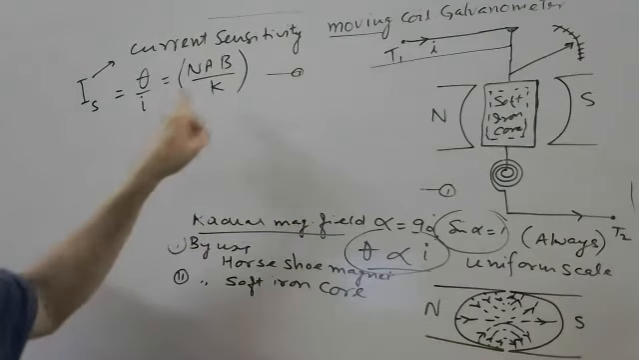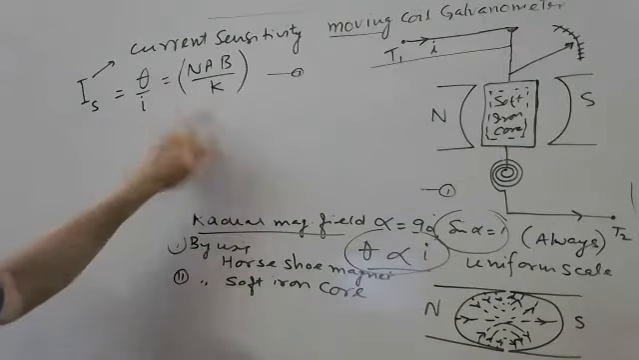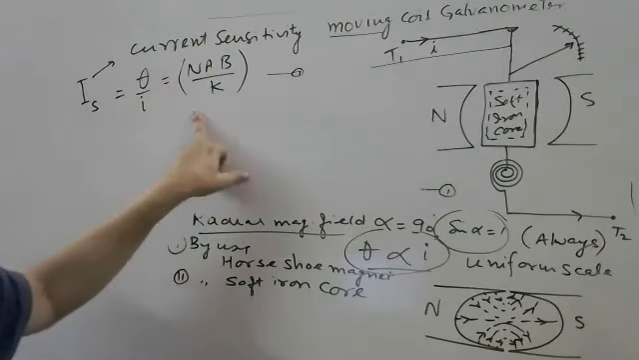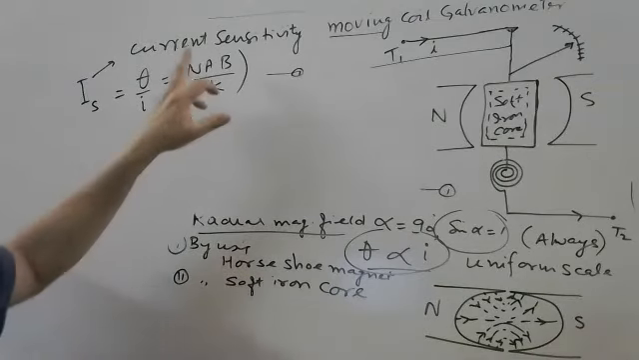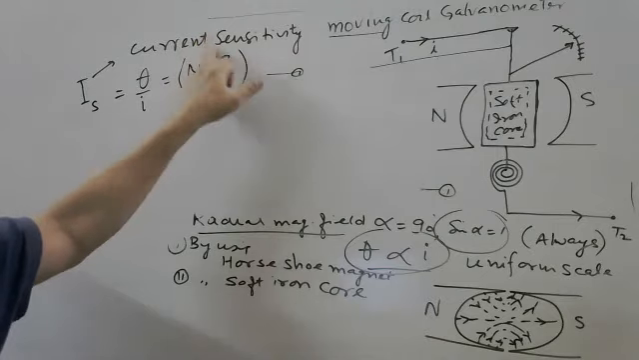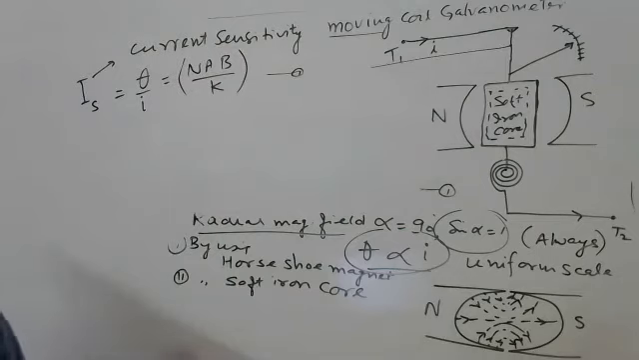But N is a very important part. N is the number of turns, very thin insulated wire. You can wind 100 turns, you can wind 200 turns, you can wind 500 turns. So this way, practically we are increasing the number of turns to increase the current sensitivity. Although we can increase the current sensitivity by increasing the area, by increasing the magnetic field, by decreasing K, there are limitations. But the number of turns we can increase easily, and we can increase the current sensitivity.